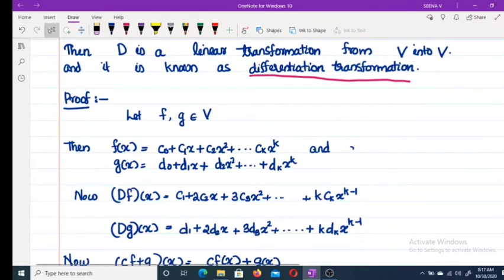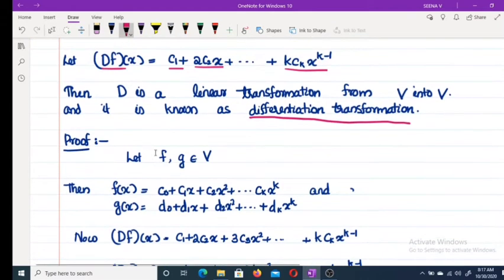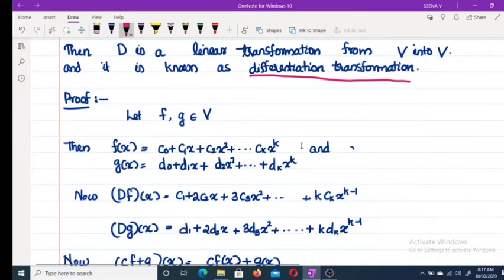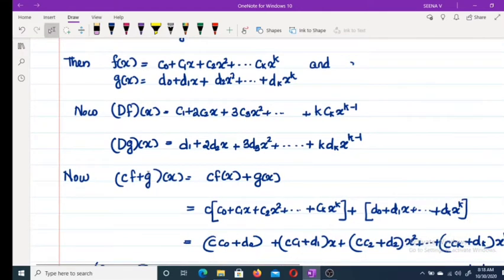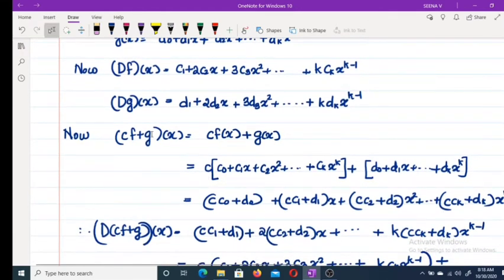For this, let f, g belong to V. Then f of x you can write like this, and g of x you can write like this. Now what is Df of x? It is equal to c1 plus 2c2x and so on; you take the derivative. And Dg of x is d1 plus 2d2x plus etcetera. Now what is (cf plus g) of x? This is actually cf of x plus g of x, and you substitute for f of x and g of x.